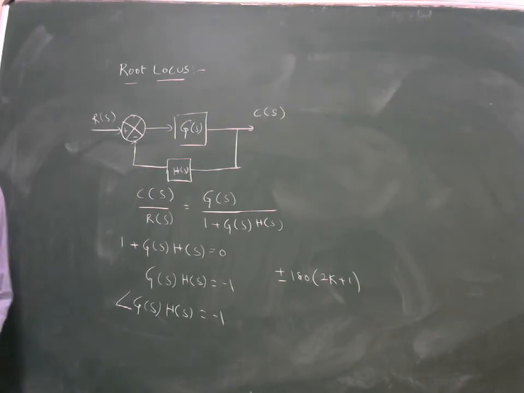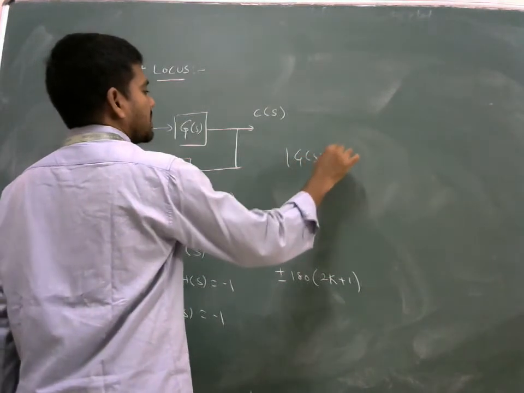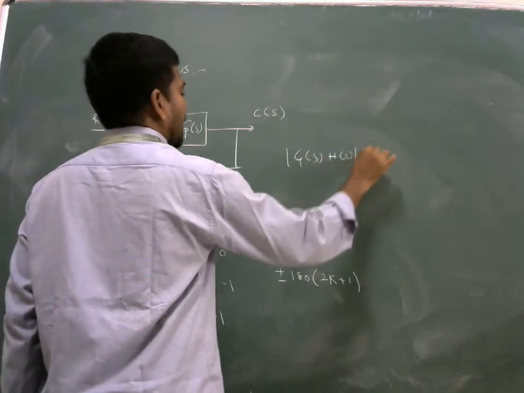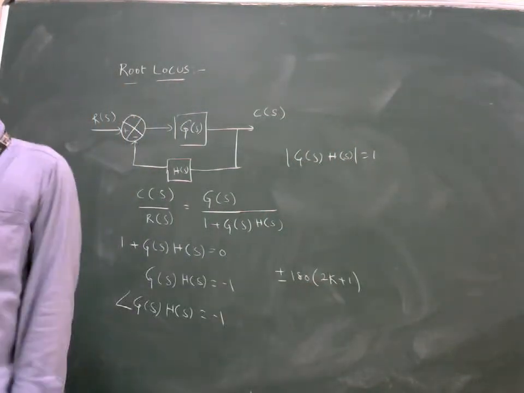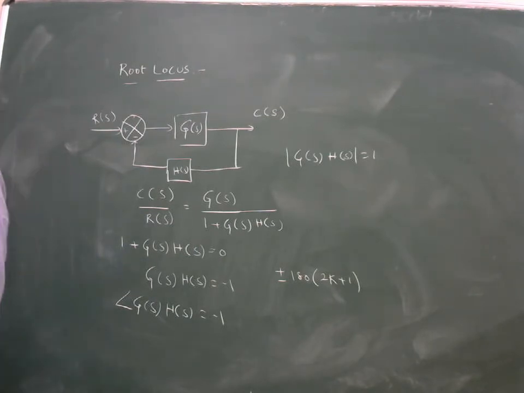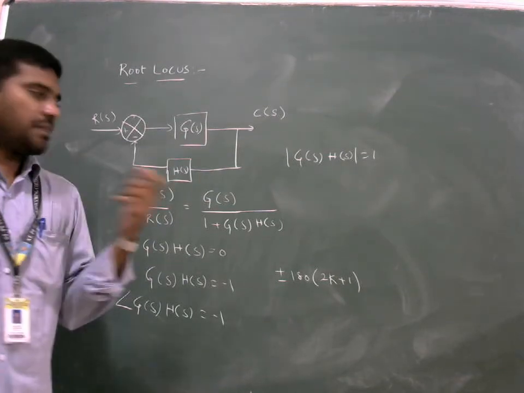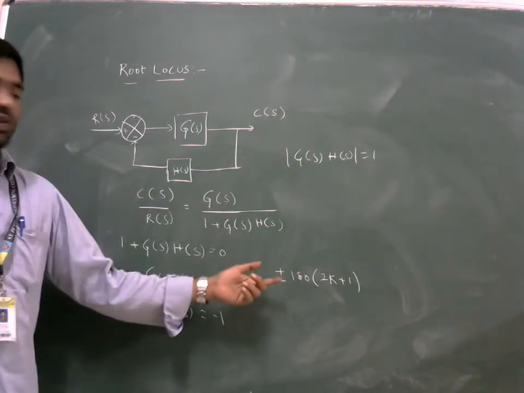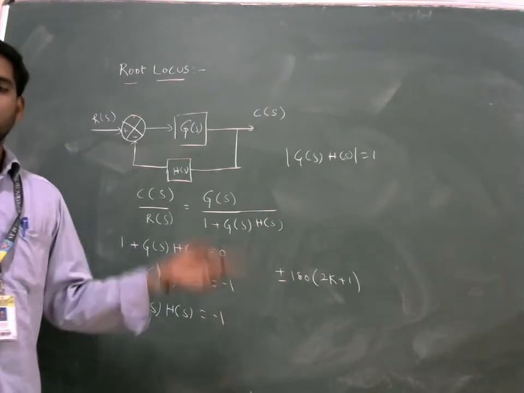And what is the magnitude? The magnitude of G of S into H of S will be equal to 1, and the angle will be equal to plus or minus 180 into 2k plus 1. The values of S that fulfill both the angle and magnitude conditions must be satisfied. Then only can we apply the root locus condition.